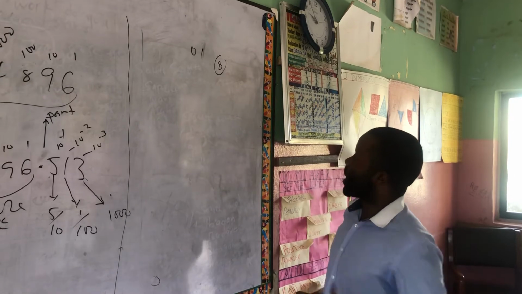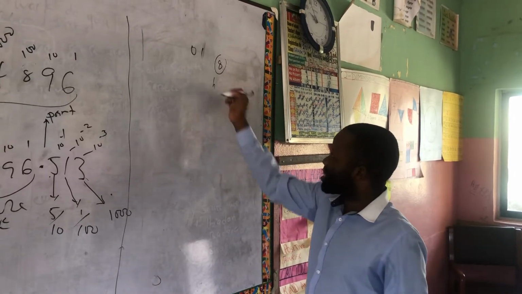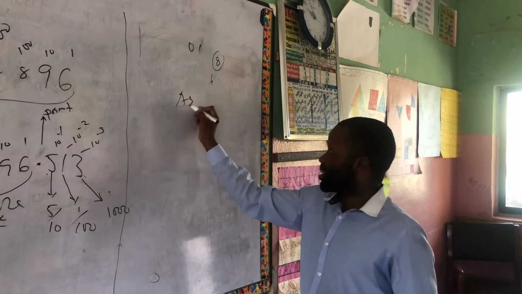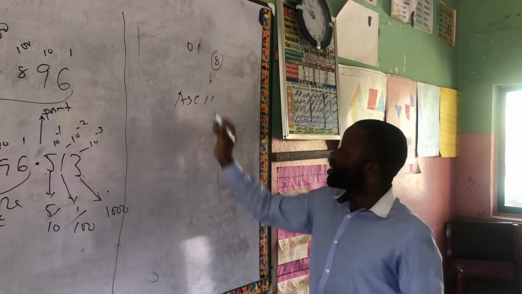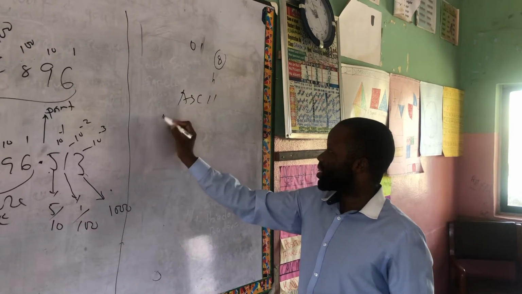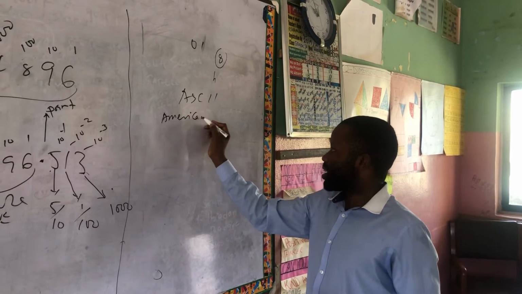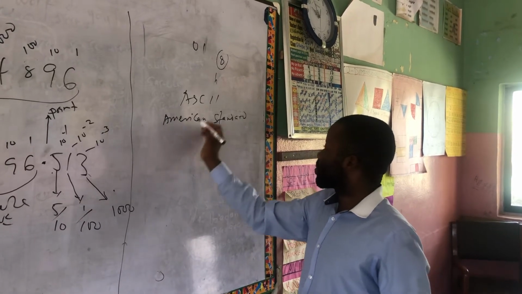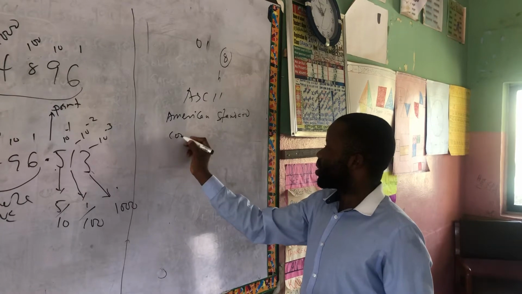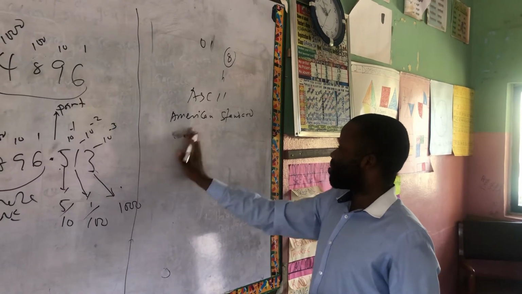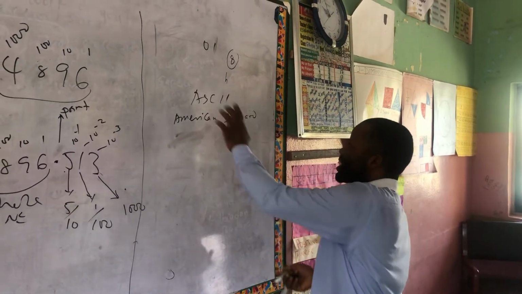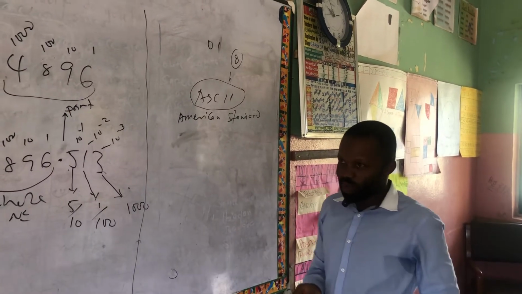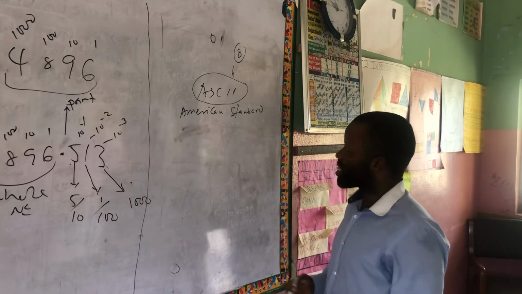But maybe what you should ask me is this: what if we type letters? How is it converted to binary? Okay, there's what you call ASCII. A means American Standard Code. I've forgotten the rest, I'll remember later. It's an organization that assigns values for letters and symbols.